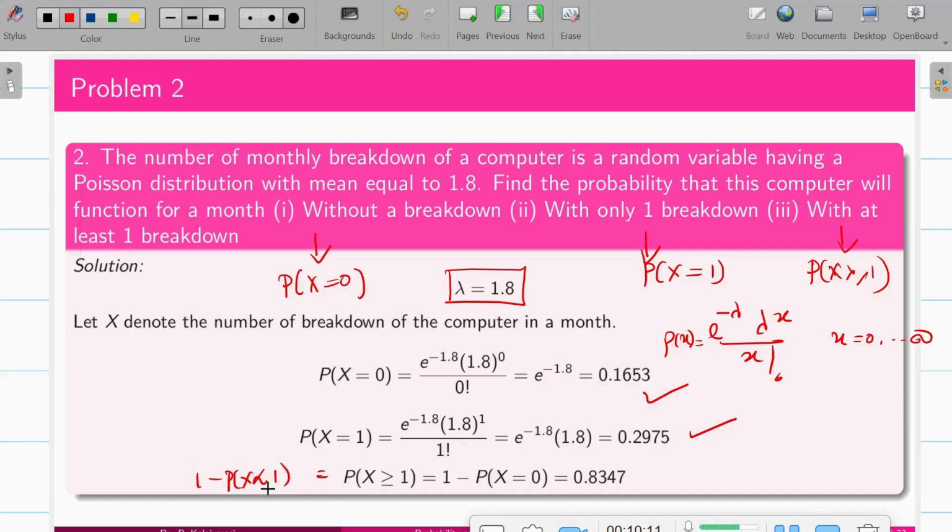X less than 1 choice is only 1, right? Because the range starts from 0. Only one choice. So that's directly written as P of x is equal to 0, which we already computed. Substituted and subtracted, so you'll get the answer with at least one breakdown.